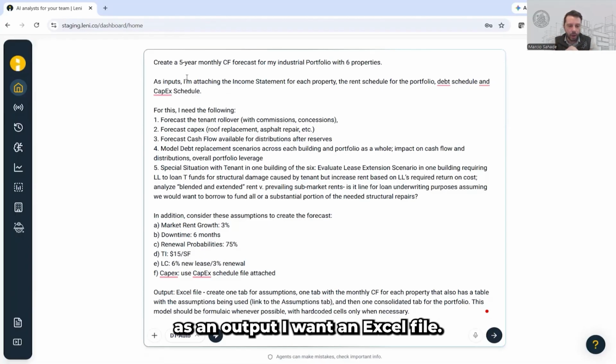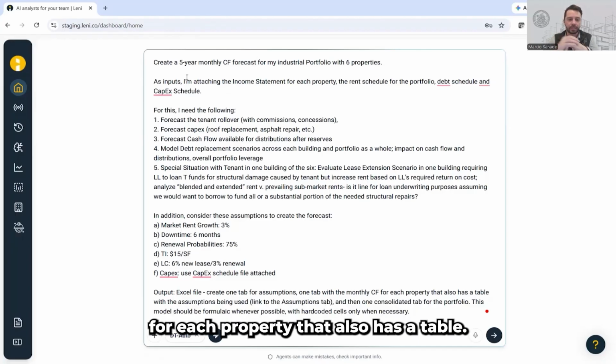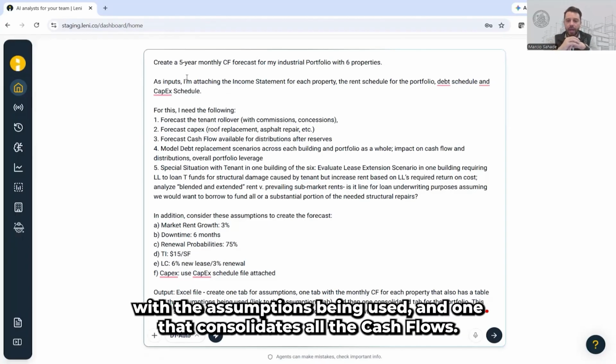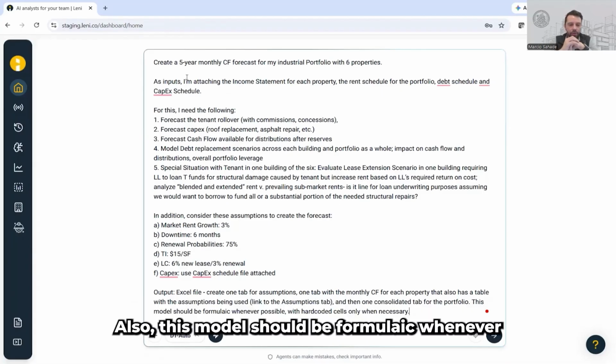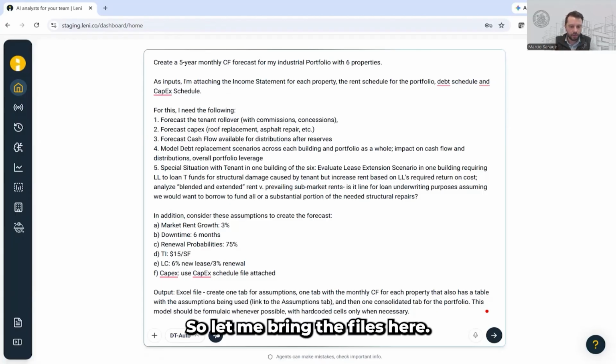As an output, I want an Excel file, so create one tab for assumptions, one tab with the monthly CF for each property that also has a table with the assumptions being used, and one that consolidates all the cash flows. Also, this model should be formulaic whenever possible with hard-coded cells only when necessary. So let me bring the files here. I have 9 files that I'm bringing here.